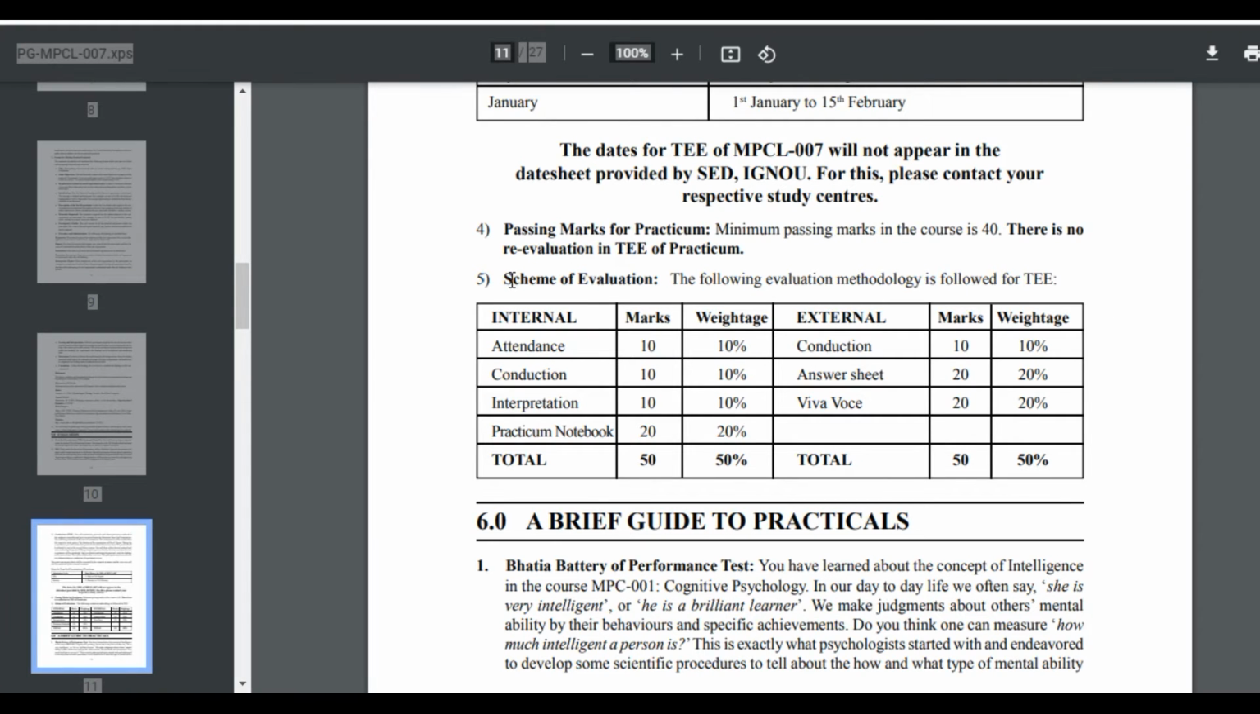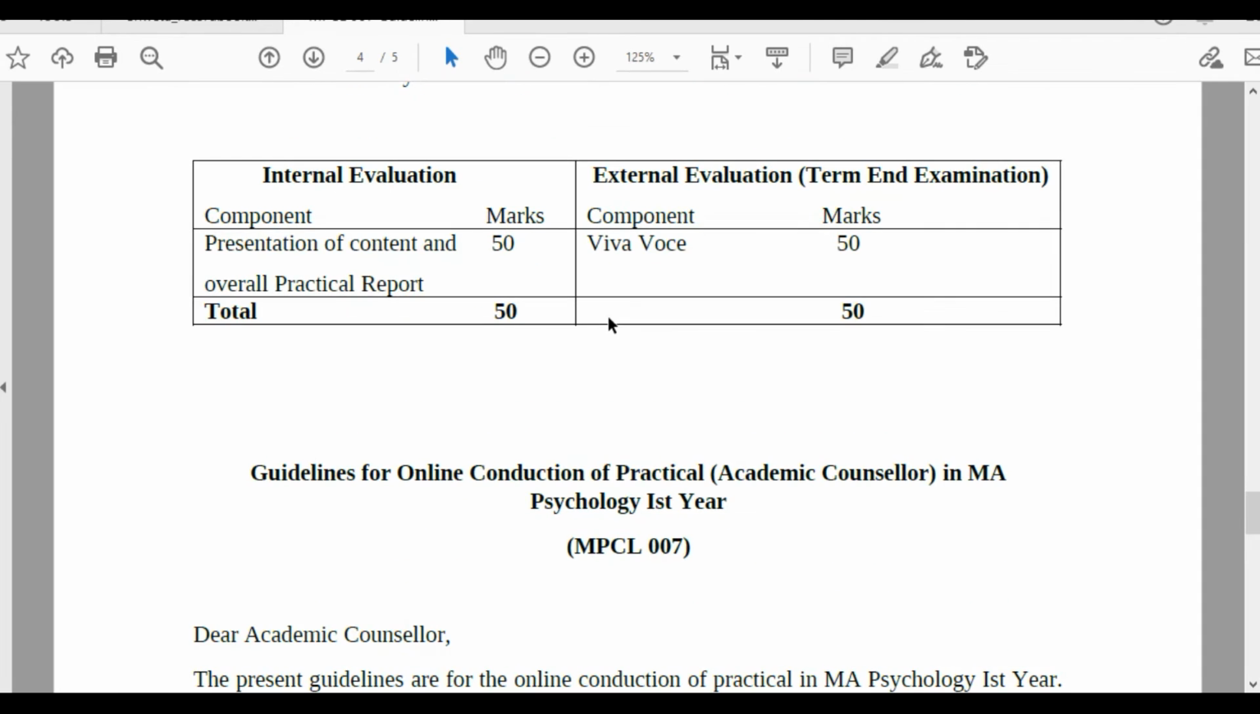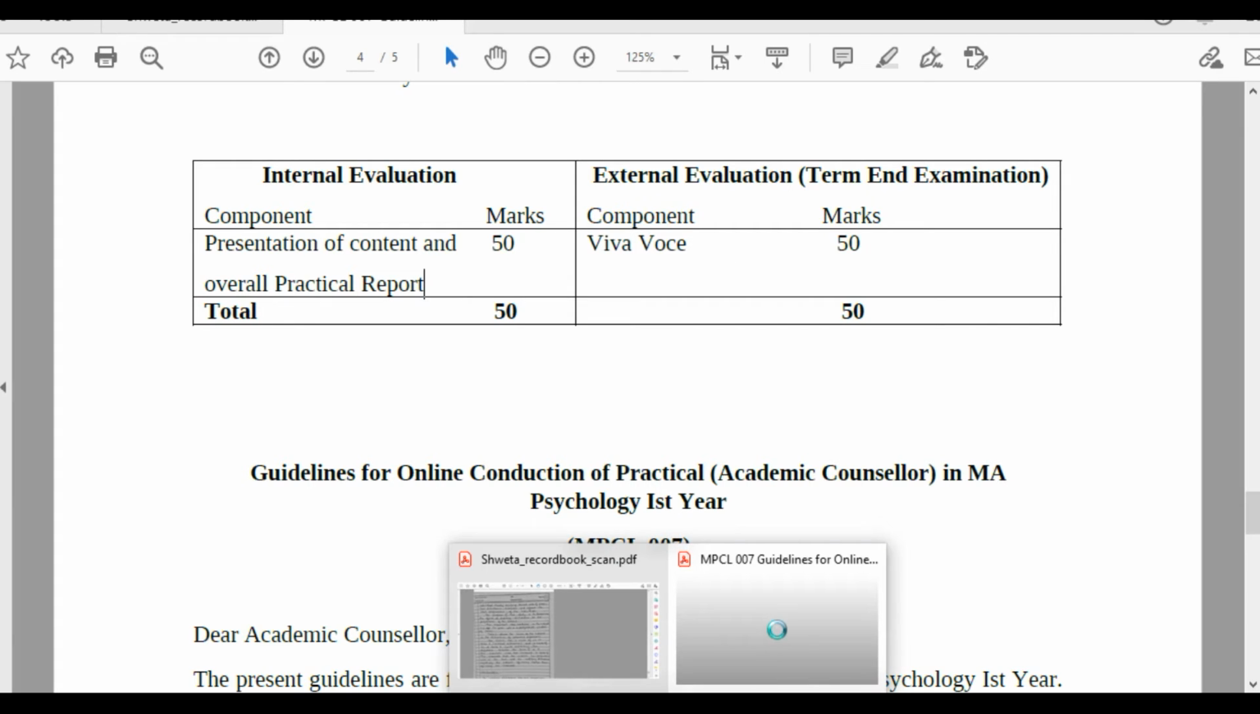So here you can see this evaluation process. This was before the lockdown period. Now after lockdown, everything is online and the processes are also online. So a lot of things have changed according to the new guidelines. You can see the interpretation has completely changed. Presentation of content, practical report, and directly the viva. So this is how the distribution of marks is.